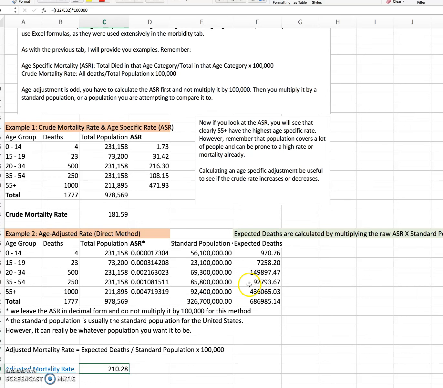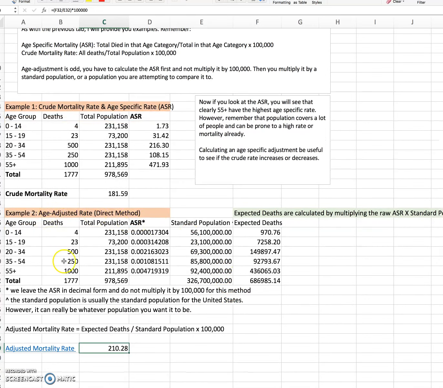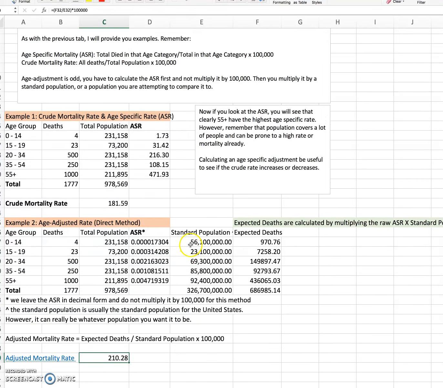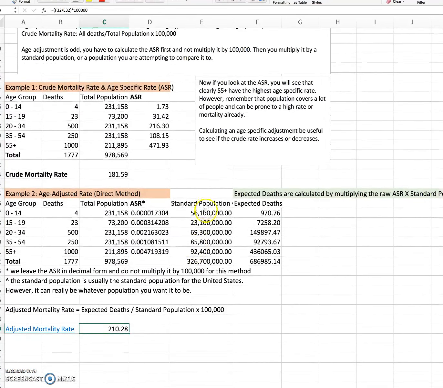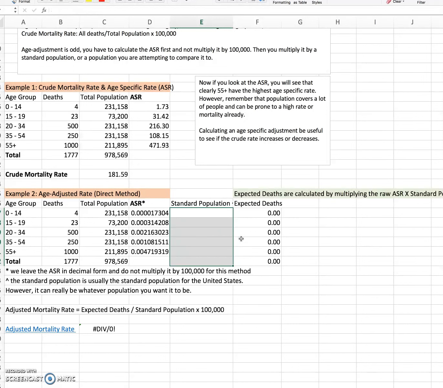So what you're going to do is reproduce your own formula here. And this standard population, you are going to replace with an age distribution from your community. So you can go ahead and delete all of these here. You can leave the total population here. Notice that the formulas are all zeroing out because they don't know what to do.